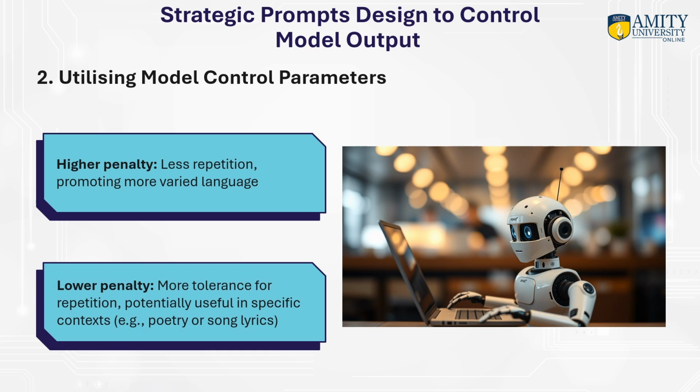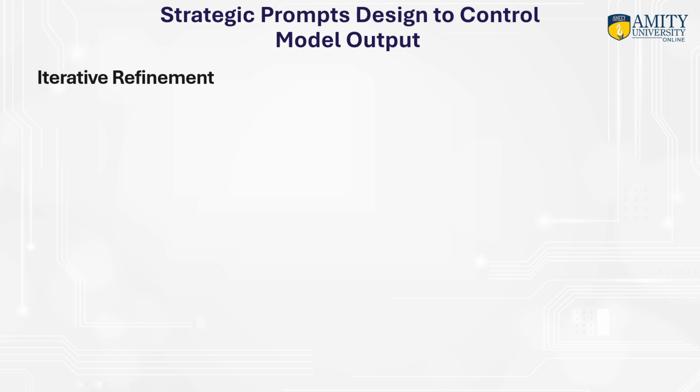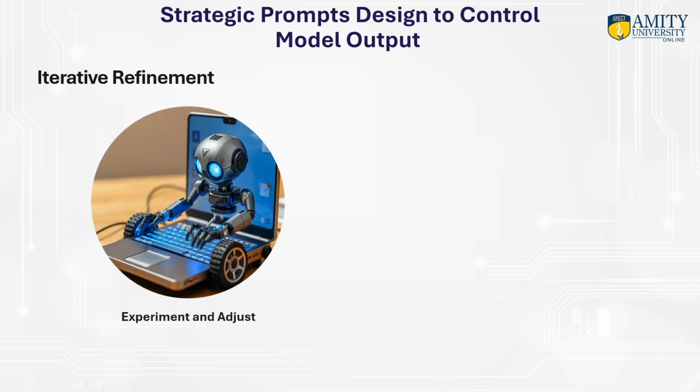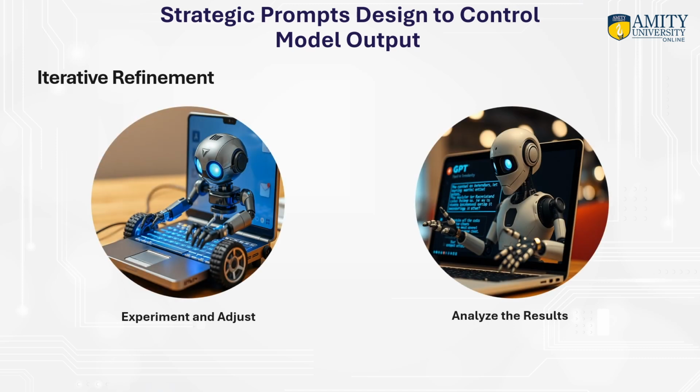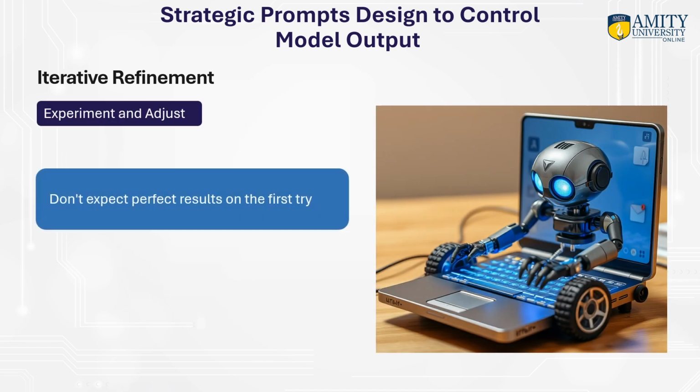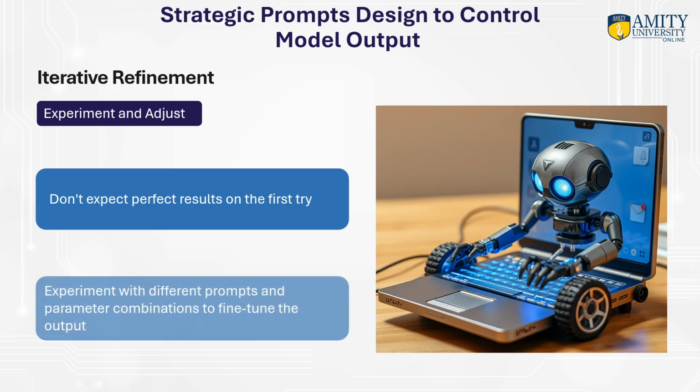After that, the last one is iterative refinement. Iterative refinement is just a process of trial and error. You look at the result, you analyze the result, and you attempt again to improve it. So it has two things. One is you need to experiment and adjust, and the other is you need to analyze the result. Don't expect the perfect result on the first try from your model. Experiment with different prompts and parameter combinations to fine tune your output.